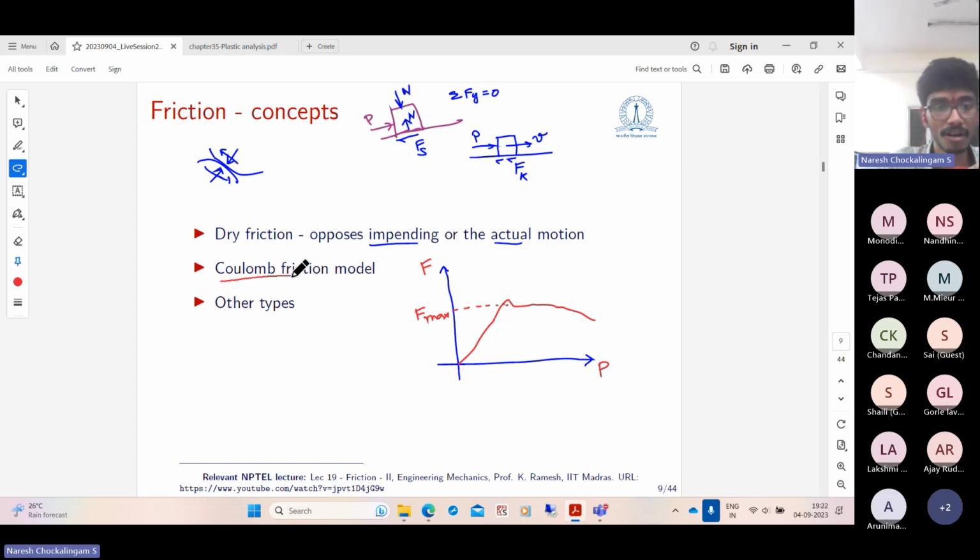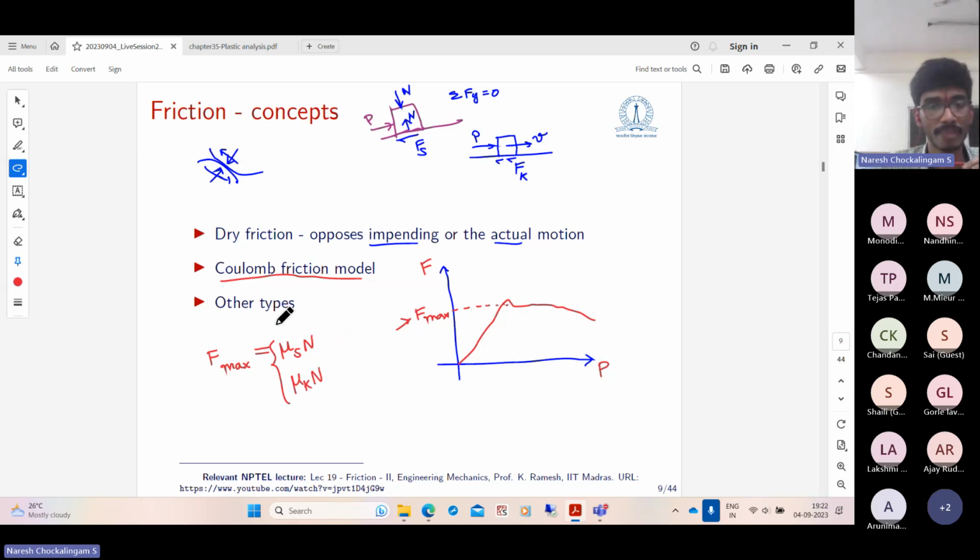And the Coulomb friction model is proposed to relate the limiting friction to the normal force applied. The simplest friction model is that the maximum friction force that can be supported by an interface is a constant factor, which is called the coefficient of static friction, times the normal force. This is when the block is at rest. And if the block is moving, you have the coefficient of kinetic friction times the normal force.